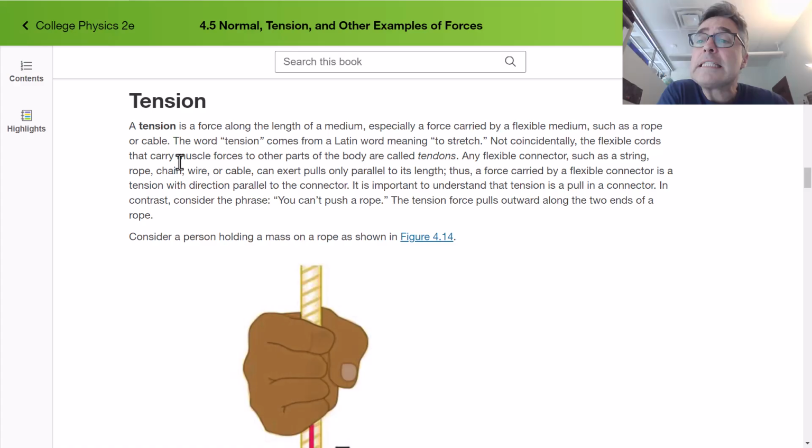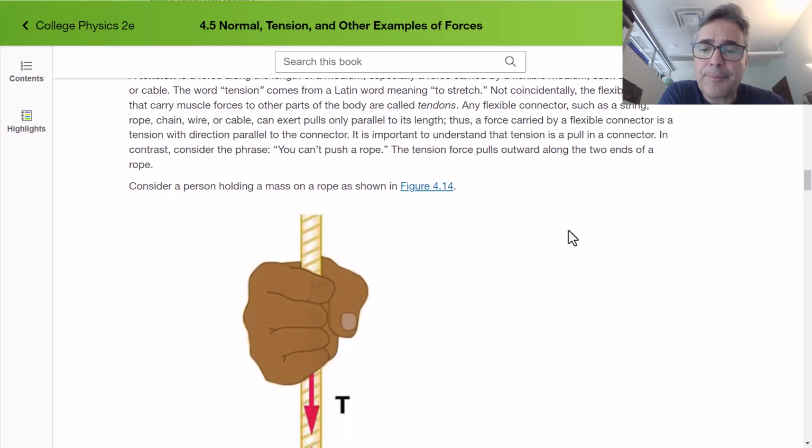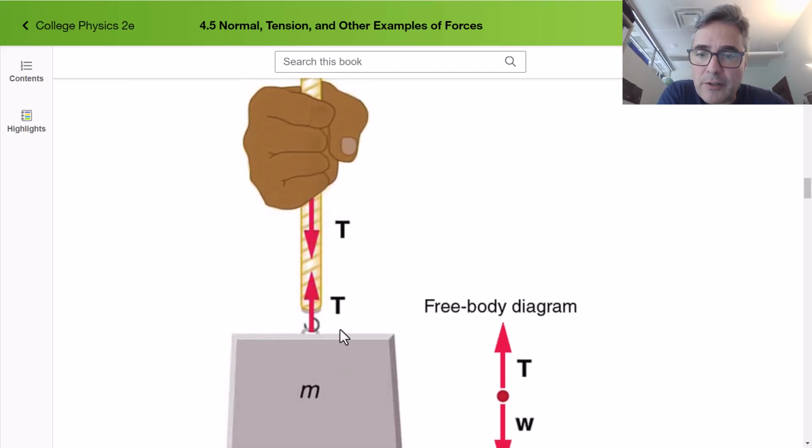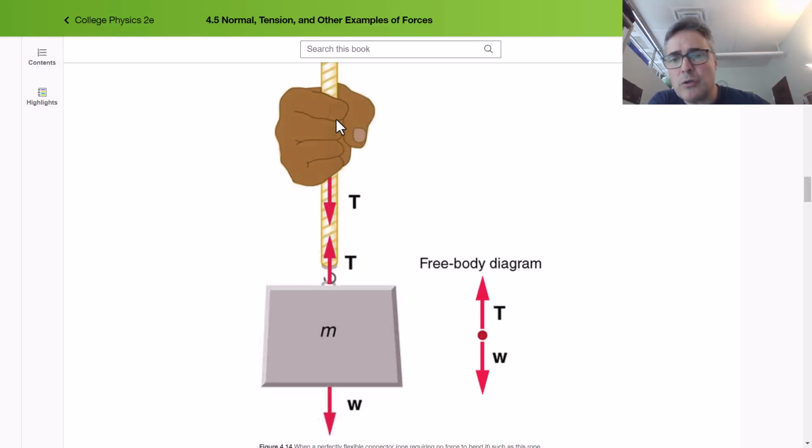Next force is tension. So tension is a force that comes from a string or a cable or a chain or something like that. So example here, this person is grabbing on to a string which is holding up a mass. So the tension in the string is what pulls up on the mass. It also pulls down in this person's fist.